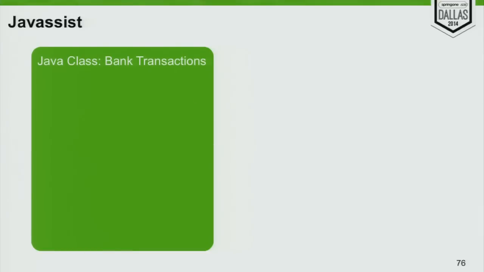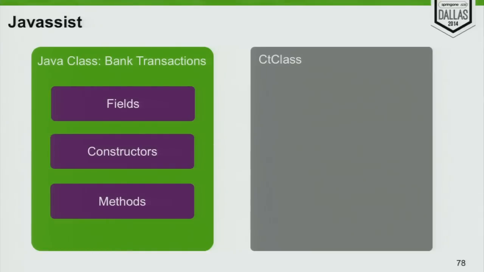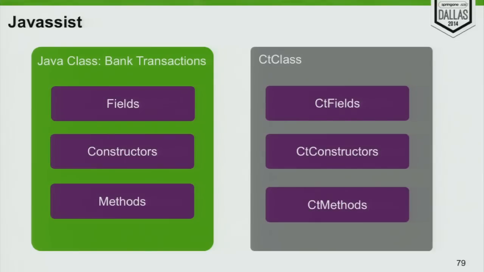Now, if we look at a normal Java class, we have fields, constructors, and methods. Well, we have the equivalent in a CtClass. We have CtFields, CtConstructors, CtMethods.